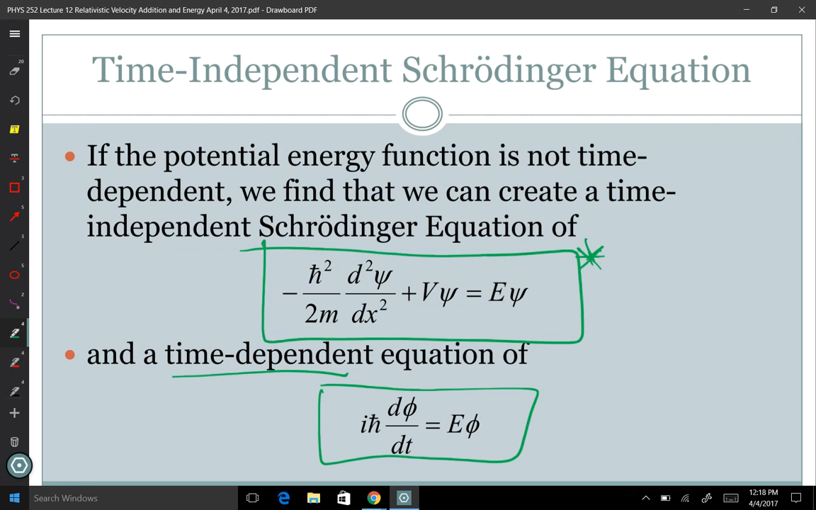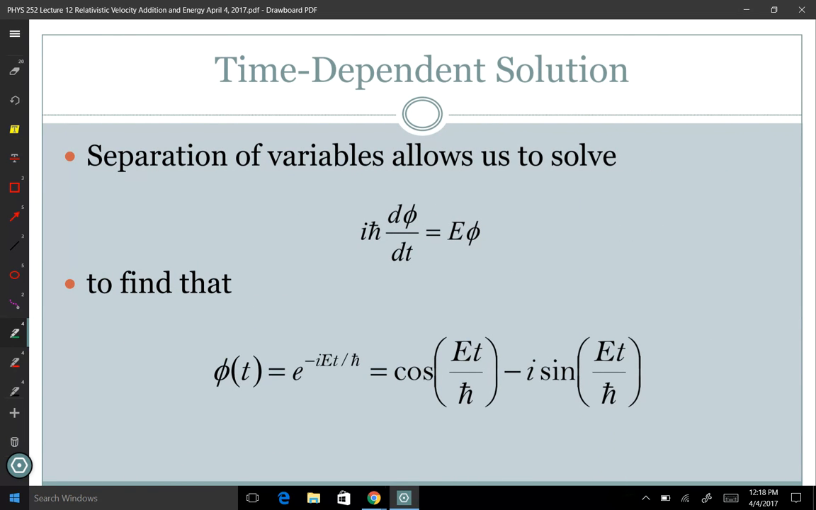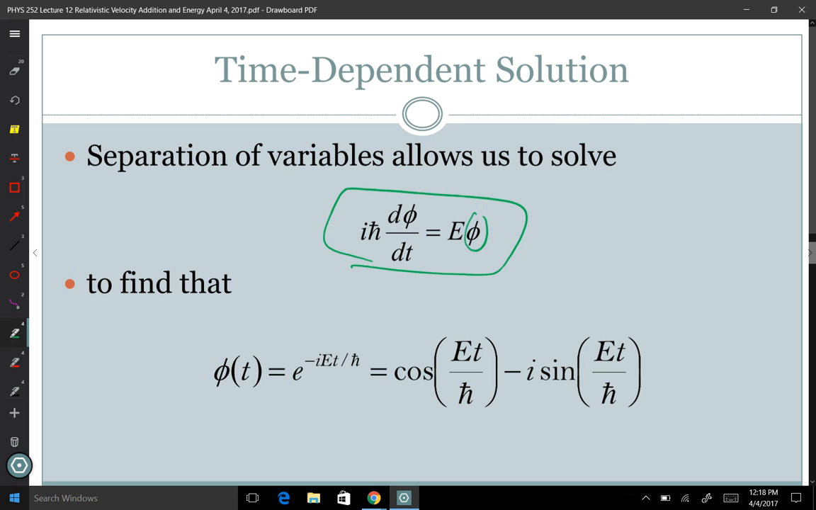Now to the particle in the box. The solution to this is very simple. You have a sinusoidal shift. What would you do to solve this differential equation? You've done it at least 10 times in this class. Separate the variables and integrate. So I divide both sides by phi, multiply both sides by dt, and integrate. The solution I get is that phi is equal to e to the minus i E t over h bar. Using Euler's formula, you can write that as a sinusoidal relationship. That's where the cosine and sine come in.